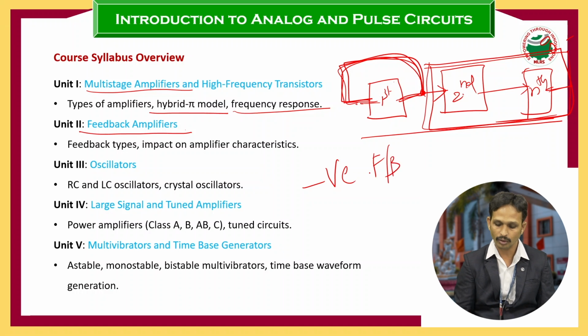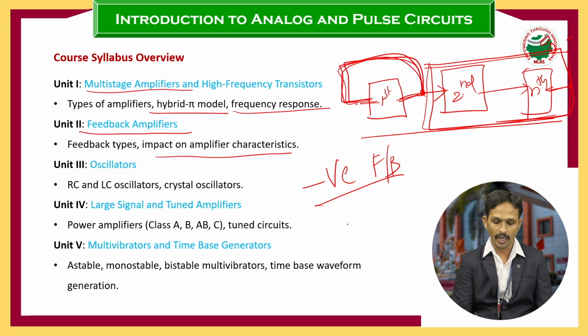But in the feedback amplifiers in unit 2, we will study the negative feedback amplifiers. There we can study the different types of feedback amplifiers, that is, the negative feedback amplifiers, and when we use the negative feedback amplifier, how the characteristics will change, what the effect on bandwidth is, and how frequency responses will change. We will study the amplifier characteristics with respect to negative feedback in unit 2.